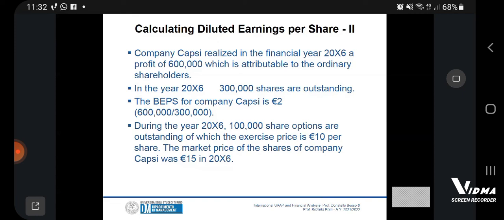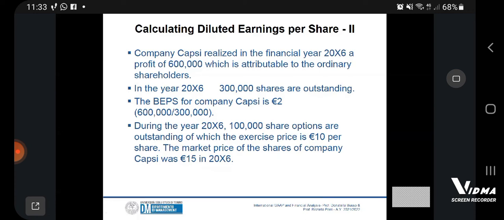In the year 2026, we have 300,000 shares that are outstanding. The basic earnings per share for the company is €2, and that is easily calculated as the ratio between the earnings amount, 600,000, and the number of shares, okay? But during this year, we also have 100,000 share options. You remember what options are? We discussed in the previous hours.